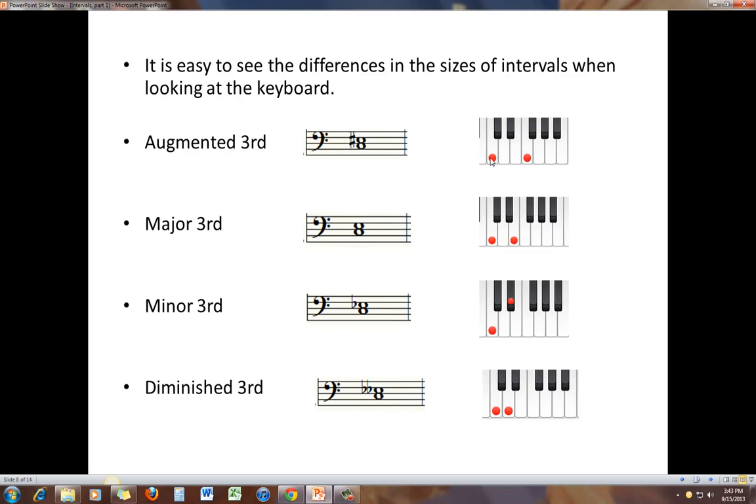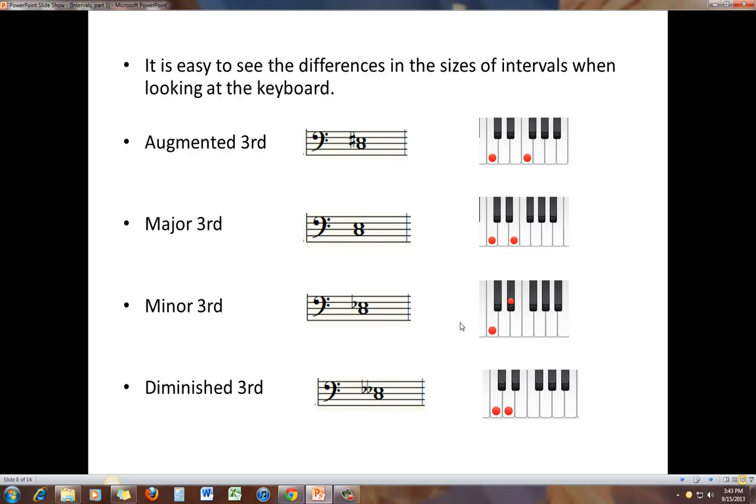Looking at the keyboard, an augmented third is 1, 2, 3, 4, 5 half steps. All augmented thirds will be 5 half steps. All minor thirds will be 1, 2, 3 half steps. Notice that when I'm counting the half steps, I'm not counting with number 1 on the first key, because it takes the movement from one key to the next to make a half step. So there's 1 half step, from here to here is 2 half steps, from here to here is 3 half steps.